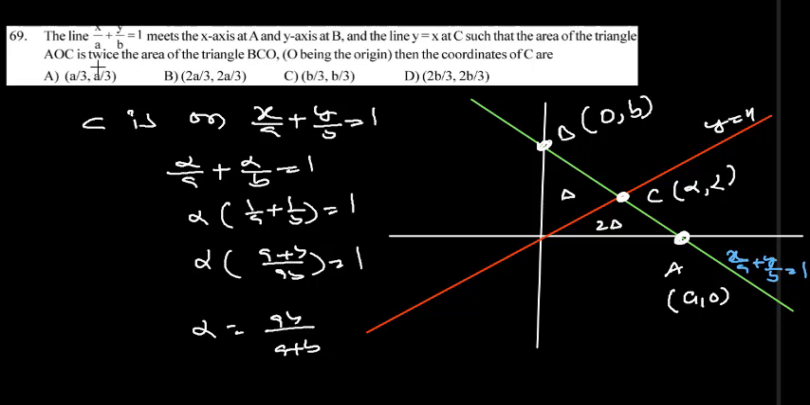But see, the options are all in terms of either a or b. This means from this area concept you will find the relationship between a and b, and from that we will get the relation. Actually alpha equals ab by (a plus b). Then I will find the area of this triangle, with O as (0, 0). Next page.